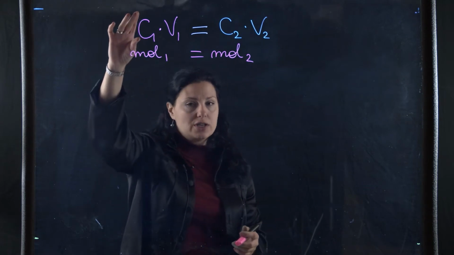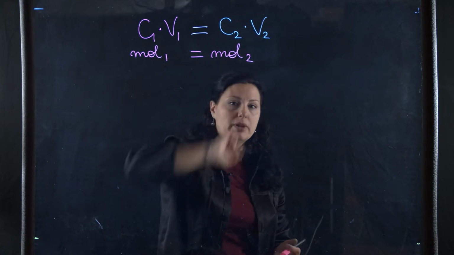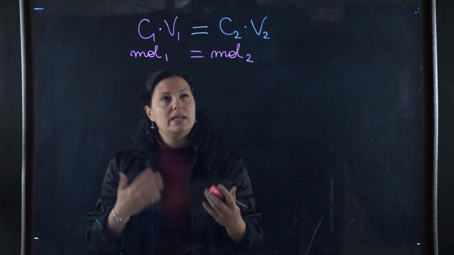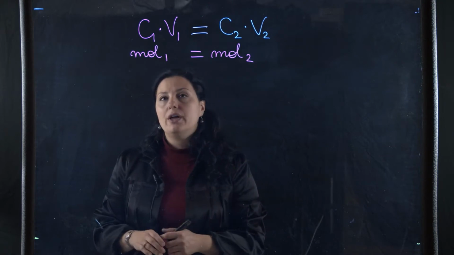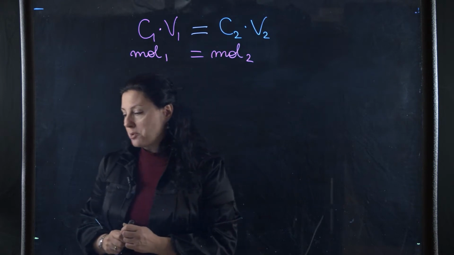So the first concentration multiplied by its volume has to equal the second concentration multiplied by its volume. Let's take a look at a couple of problems to help explain a little bit what this actually looks like in real life problems.